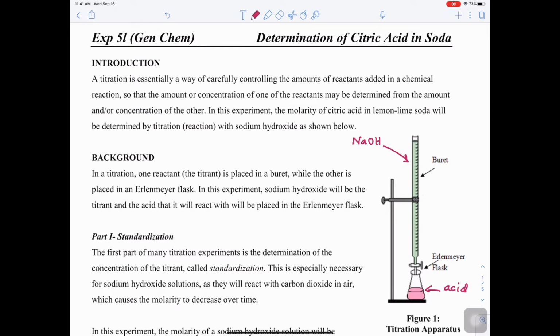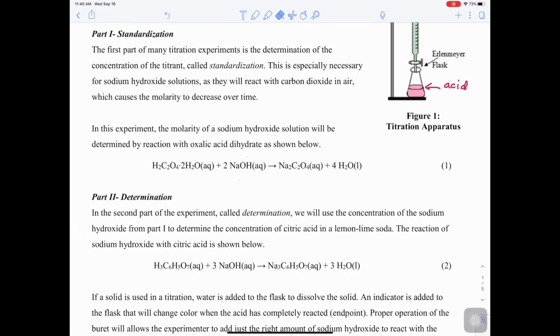One of the problems with sodium hydroxide is that the molarity will change somewhat over time, and so we have to determine the molarity of the sodium hydroxide solution every day when we are going to use it. In the first part of the experiment, we're doing what's called a standardization. This is to measure the concentration of the sodium hydroxide. We know that it is approximately 0.1 molar, but we want to know it more precisely.